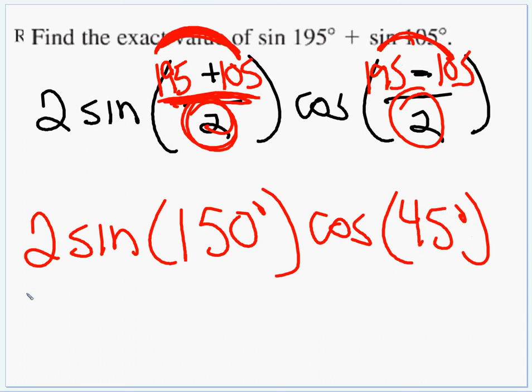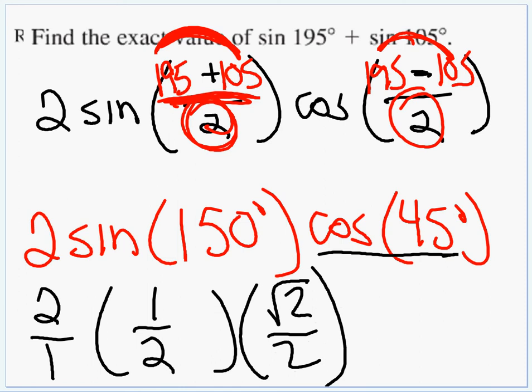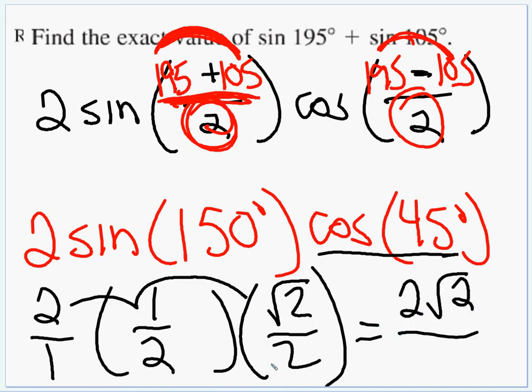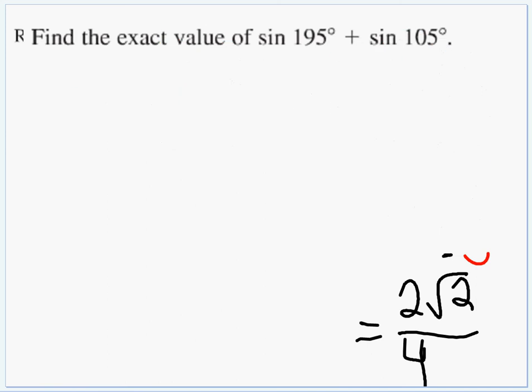And then we can go to the unit circle. 2 is 2 over 1. The sine at 150 is a half. The cos at 45 is root 2 over 2. And that's equal, if we multiply straight across, 2 times 1 times root 2 is 2 roots 2. In our denominator, 2 times 2 is 4. And then we could reduce that 2/4 in the front down to a half. Root 2 over 2.